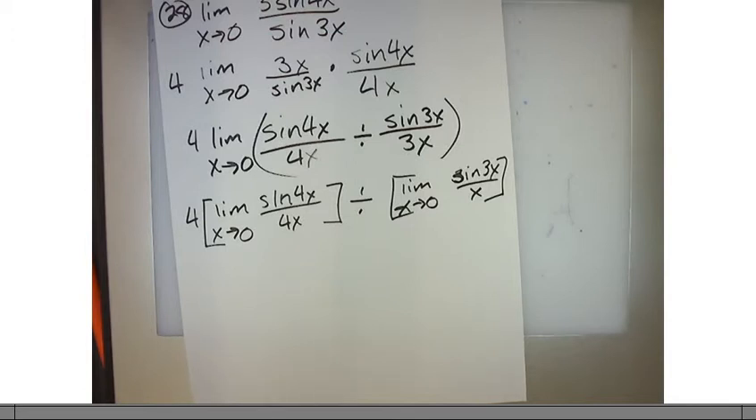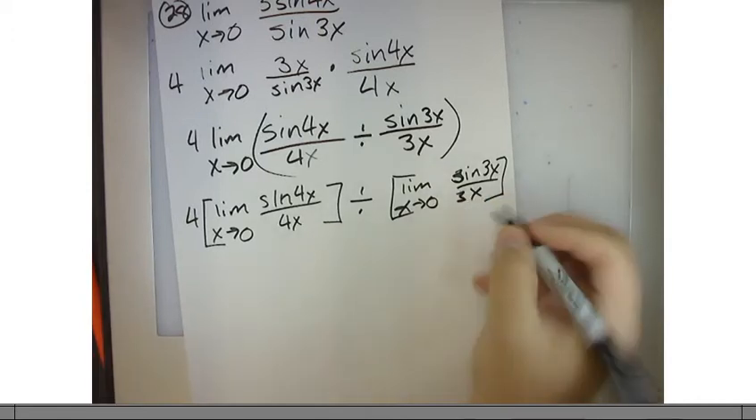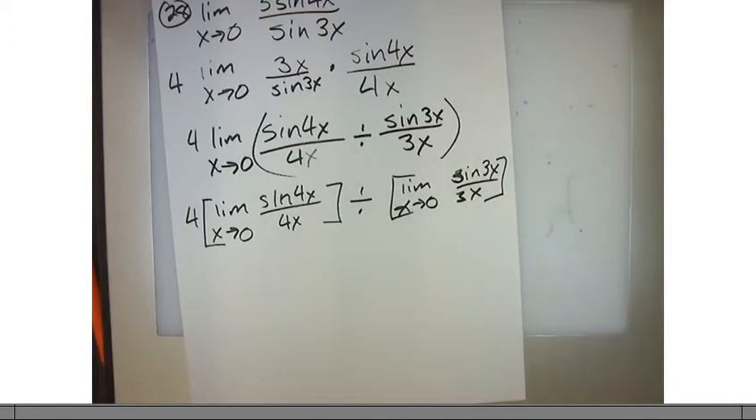What happened to the 3x on the bottom? Oh, I forgot to write it down. I'm getting there. But if you said you're multiplying by the reciprocal, why is it dividing? Are you dividing by the reciprocal? So that you can get 1 and 1.